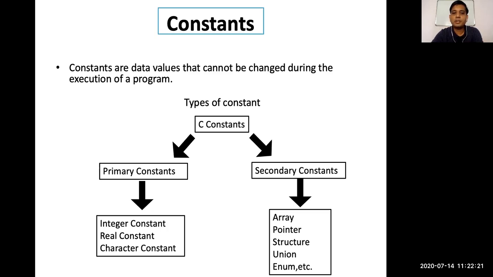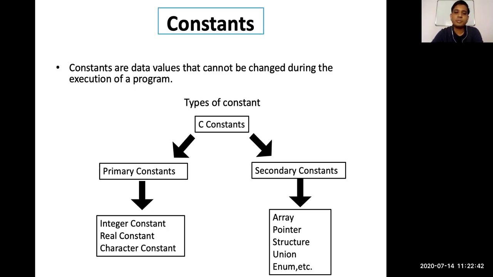Constant is our data. For example, my name is a constant. Okay, we cannot change my name. For example, my marks is a constant. So using the digits and the alphabets, if you are making one string or any number, then that is known as a constant. So there are two types of constants, primary constant and secondary constant.